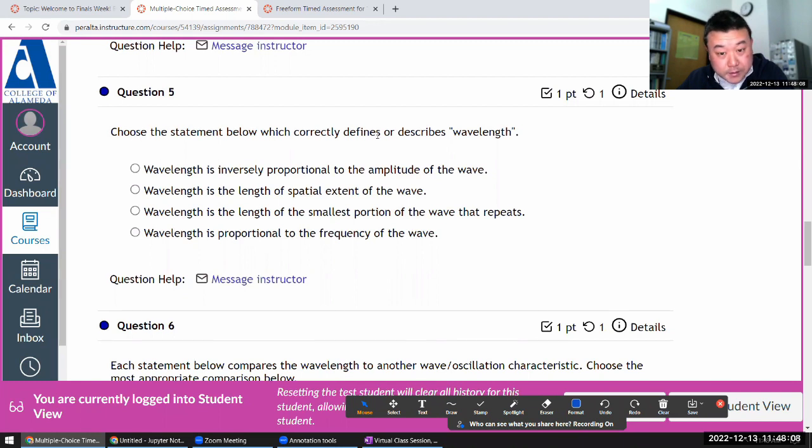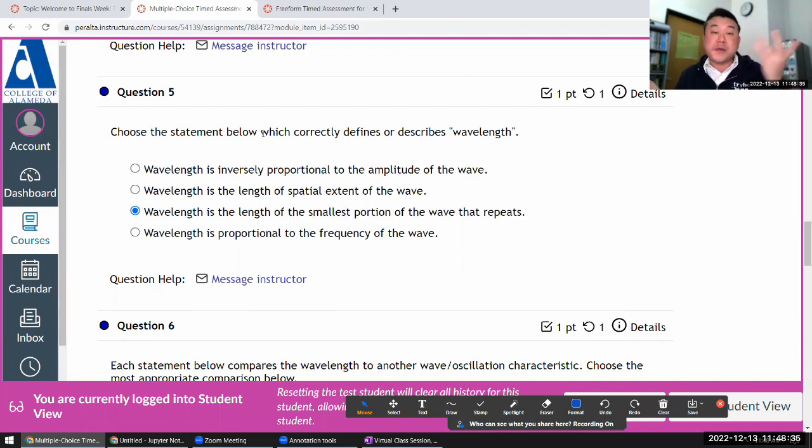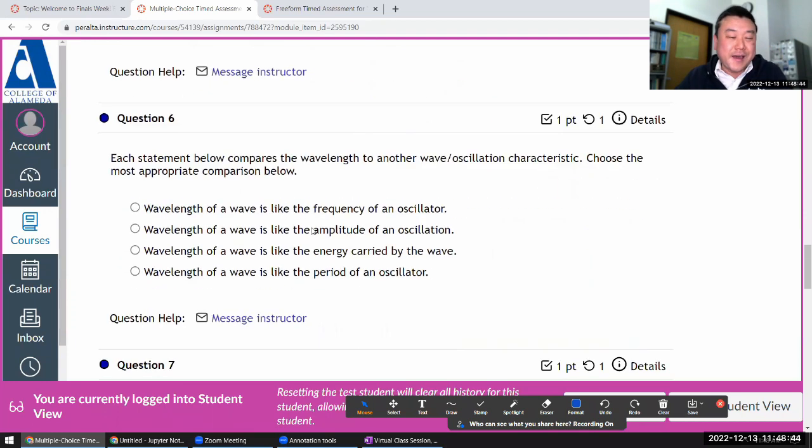Choose the statement below which correctly defines or describes wavelength. Okay, it's not related to amplitude. Length, or this sounds ambiguous. I'm gonna keep reading to see if there's something else. So, yeah, smallest portion of the wave that repeats. That's the important part. Once you see the repeating pattern, that gives you what the wavelength should be. And a lot of the ideal waves that we talk about have infinite spatial extent. The moment you try to localize them, you have to do certain things, so that's non-ideal.